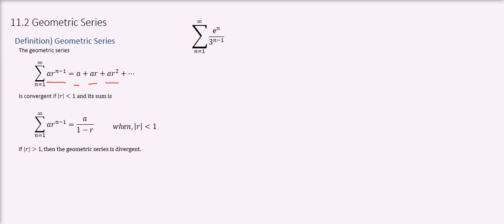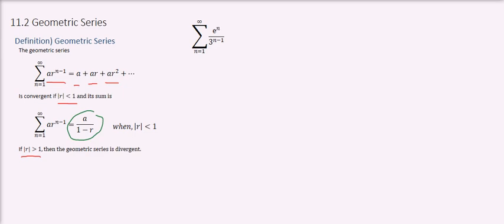And we know that a geometric series of this form is convergent if, once we identify our r, the absolute value of r is less than 1. And when that happens, we know that our sum is going to equal a over 1 minus r. However, if when we identify our r it's greater than 1, we know it's divergent. So let's start off with an easier example and figure out whether it's convergent or divergent.